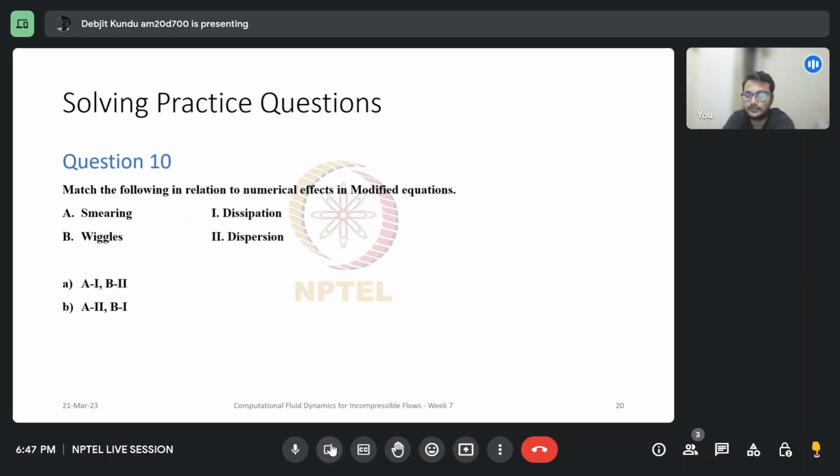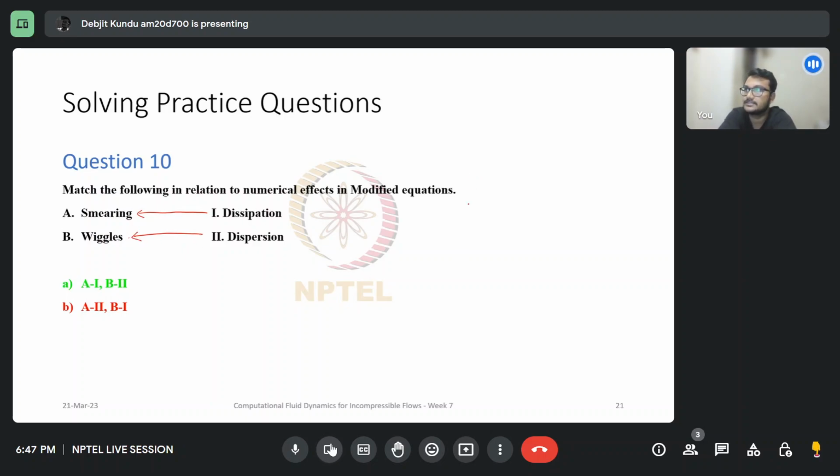So let's have a look at the solution. It is A1, B2. That is smearing causes dissipation. Sorry, the other way around. So dissipation causes smearing and dispersion causes wiggles.